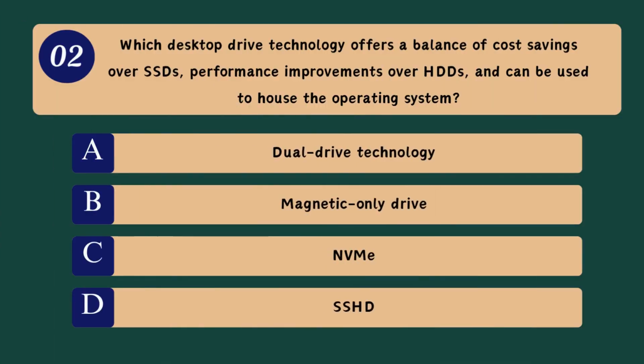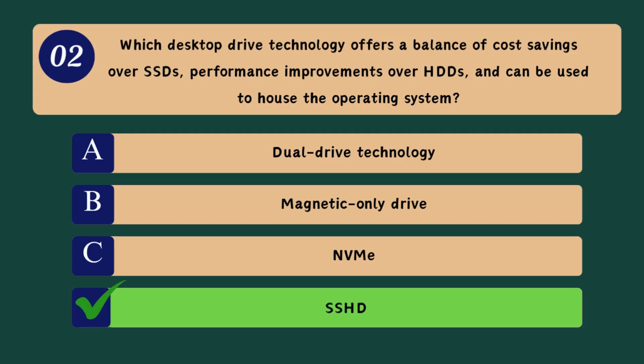Question 2. Which desktop drive technology offers a balance of cost savings over SSDs, performance improvements over HDDs, and can be used to house the operating system? A. Dual drive technology. B. Magnetic-only drive. C. NVMe. D. SSHD.